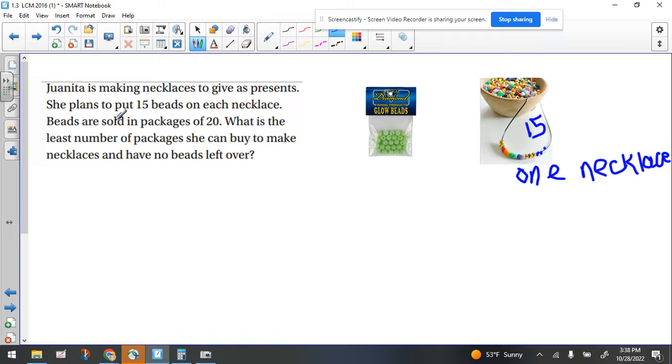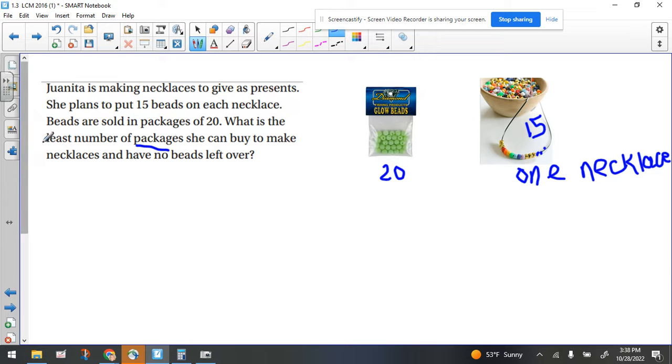All right, it says beads are sold in packages of 20. I don't know how many are in here, but let's just pretend it's 20. I didn't actually count; this is just so you can visualize the situation. What is the least number of packages she can buy to make necklaces to have no beads left over?